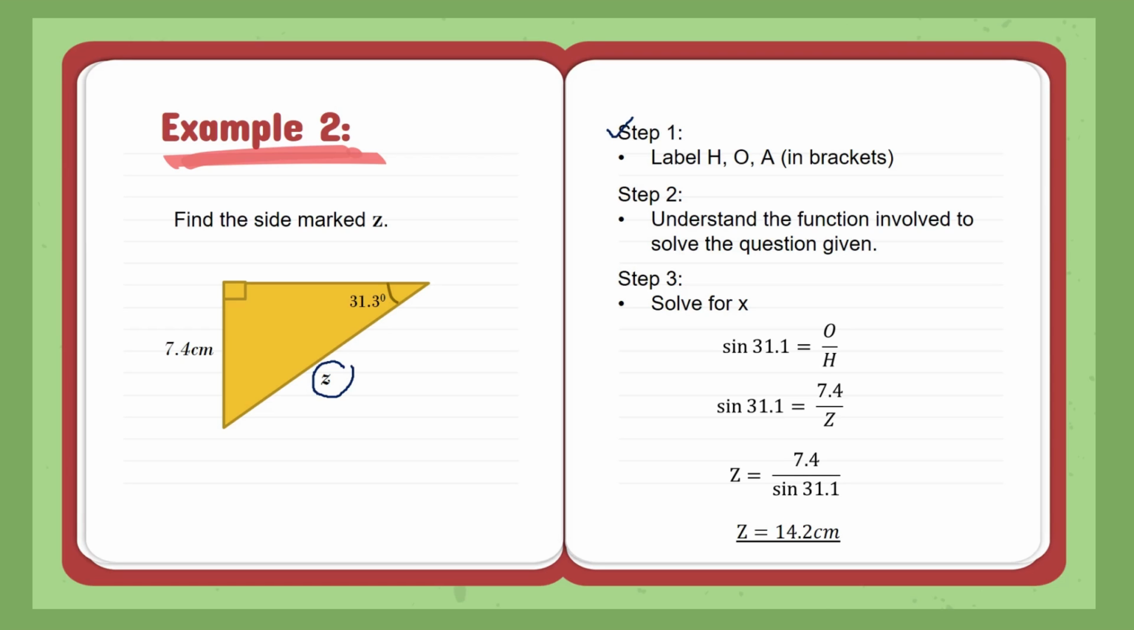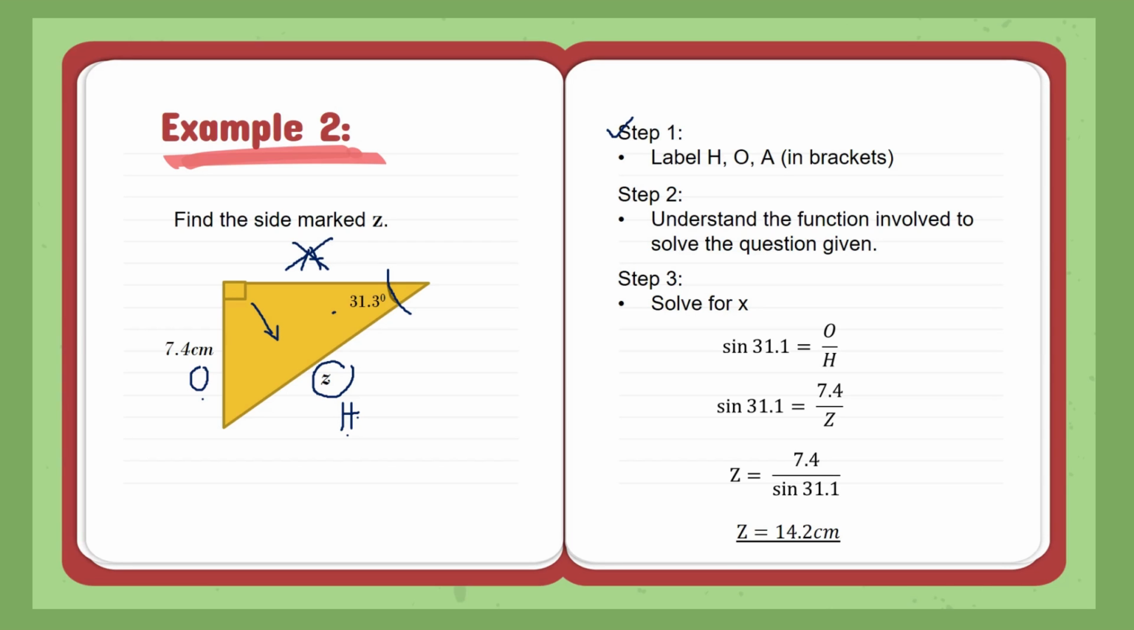This is H here, facing the right angle. So H, this is the angle we are going to work with. So this will be O, and this is going to be A. Okay. So hypotenuse, opposite and adjacent. We have to find the hypotenuse. We know the value of O, so we have nothing to do with adjacent. We are going to work with hypotenuse and opposite.